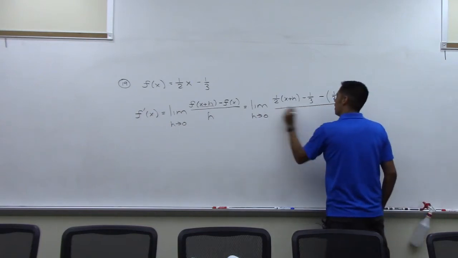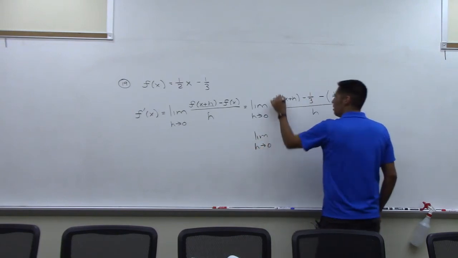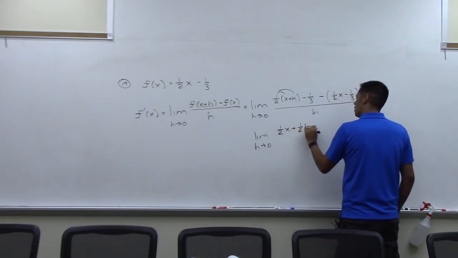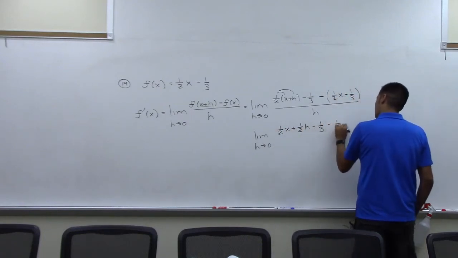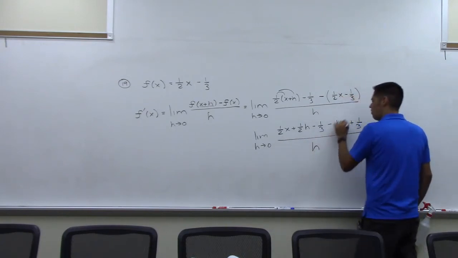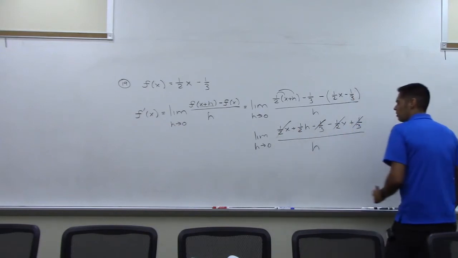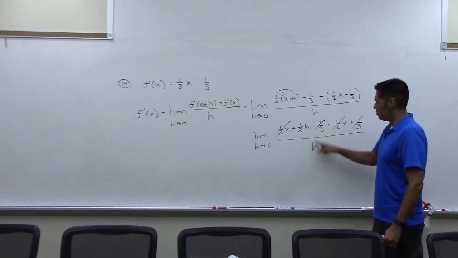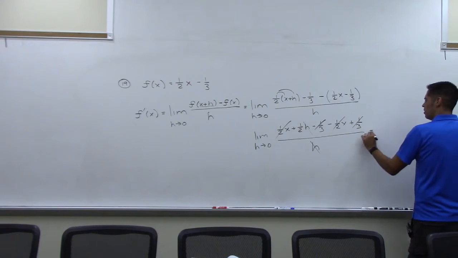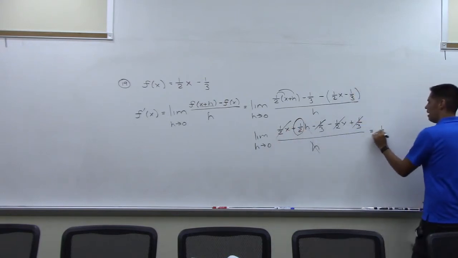All over h, limit, h goes to 0, distribute, 1/2 x plus 1/2 h minus 1/3 minus 1/2 x plus 1/3 all over h. 1/2 x cancels, 1/3s cancel. You're left with 1/2 h over h. The h's reduce out, and all you're left with is 1/2. So you have a constant. That's all that's left. And the limit of a constant is the constant, so you get 1/2.